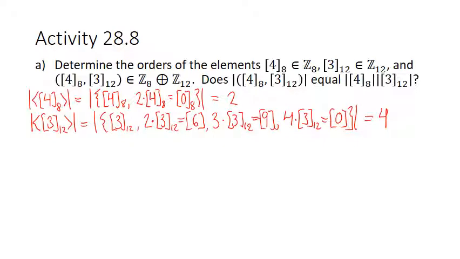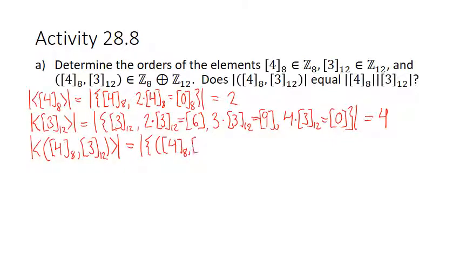Okay. And now let's determine the order of the cyclic subgroup generated by, oh my gosh, there's even more symbols now. Okay, there's 4 of them. Let's determine the order of the cyclic subgroup generated by this ordered pair. So let's see, what is going to be in this cyclic subgroup? First of all, there is the element itself, which is (4, 3). Okay, and then there's 2 times that. So if we do 2 times this element, what do we get?